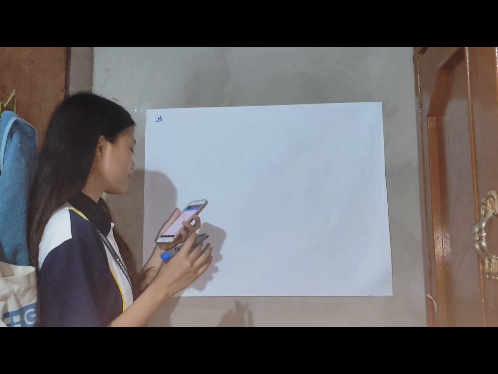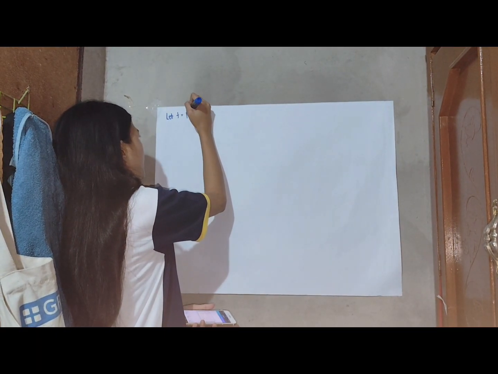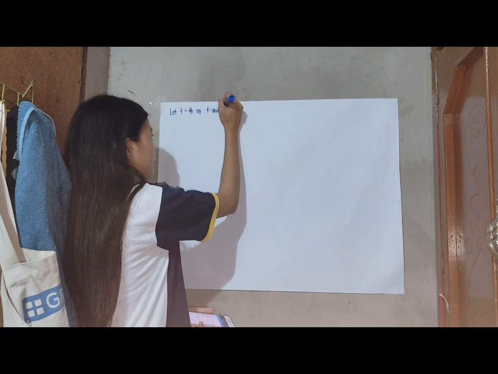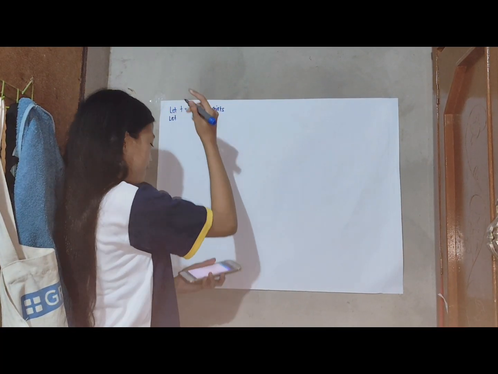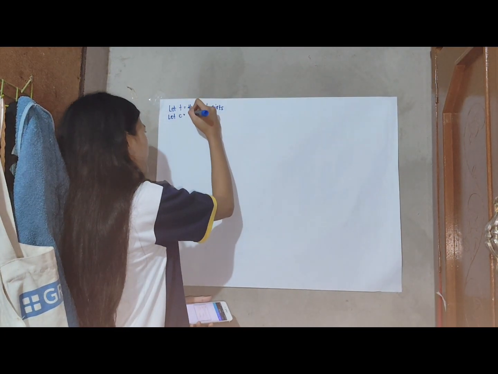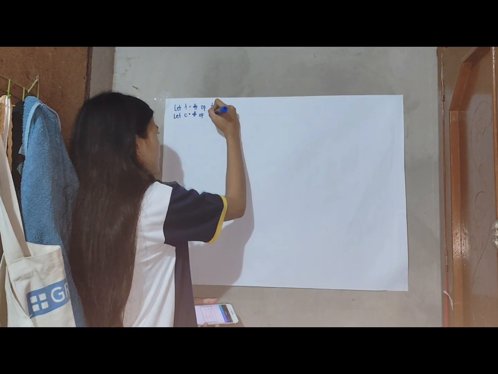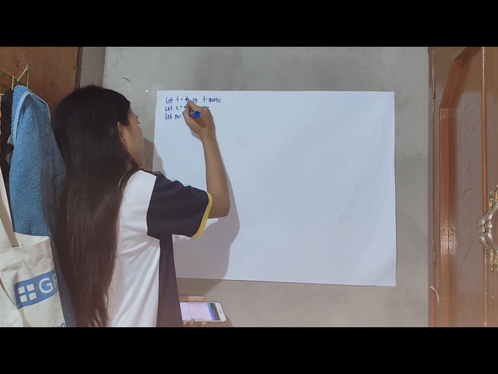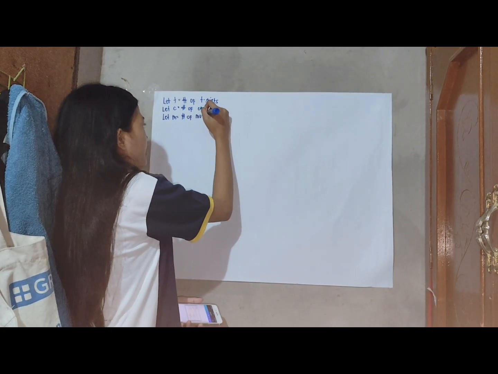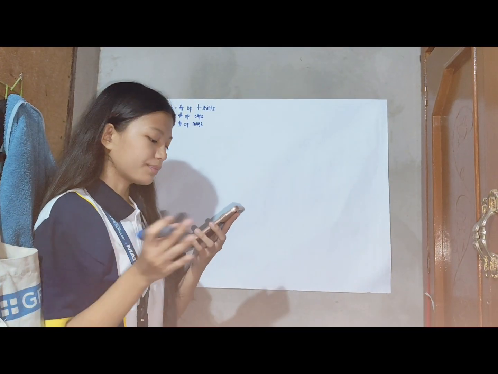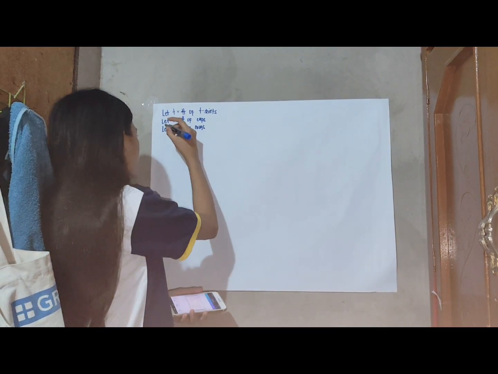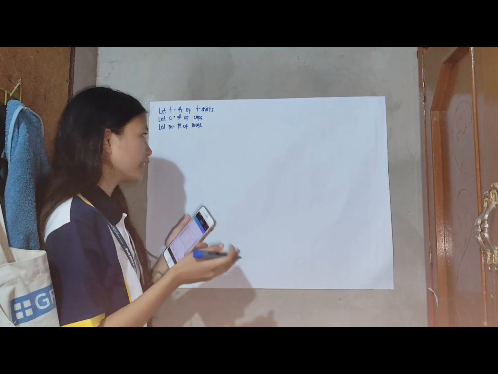The first thing that we need to do here is to, of course, identify the given. So let T be the number of t-shirts. Then let C be the number of caps. Then let M be the number of mugs. So we have here our 3 variables. So the next thing that we need to do is to identify the equations that we will be using. The first one is 230t.